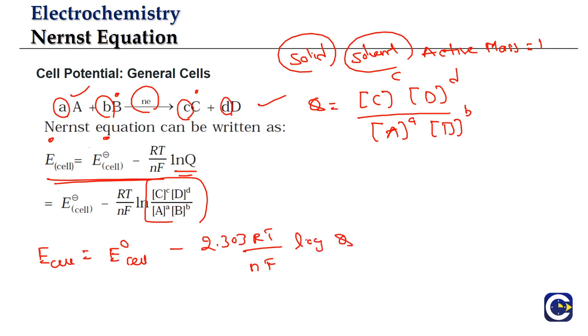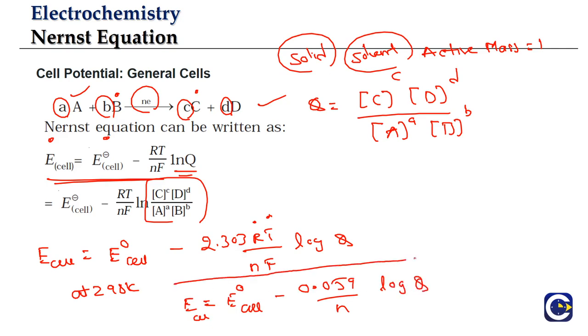We are just converting the natural logarithm into decimal logarithm. If the temperature is as it is, 298 Kelvin, we can substitute the values of R, T and F and get this form: E cell is equal to E naught cell minus 0.059 by N log Q. This is the formula that we can remember for the temperature of 298 Kelvin. Otherwise, this is the general formula.